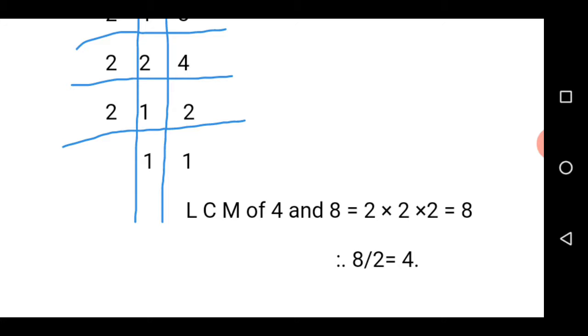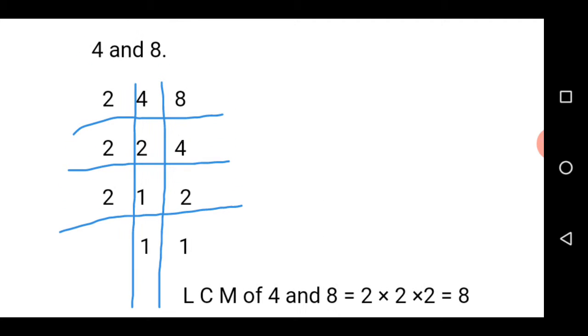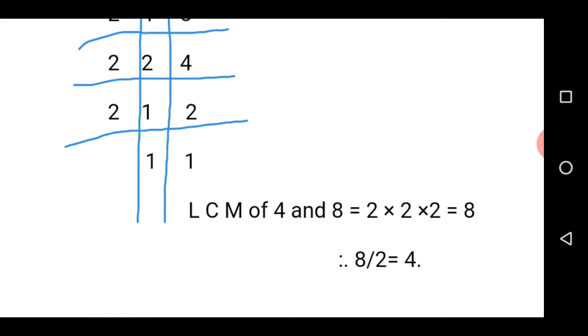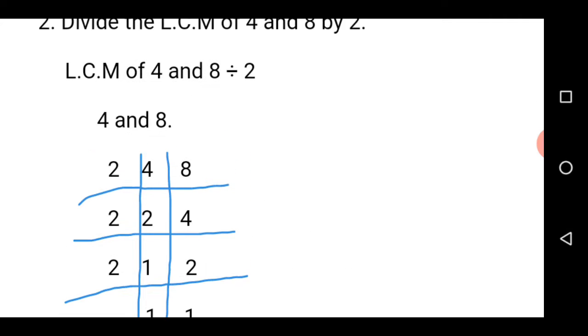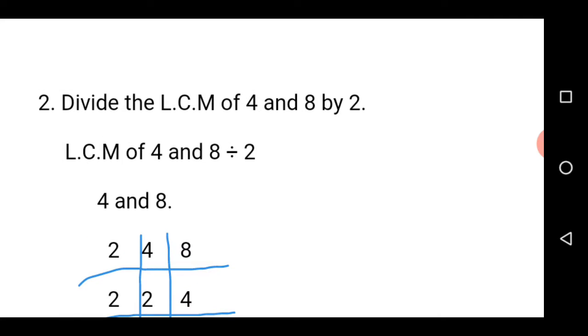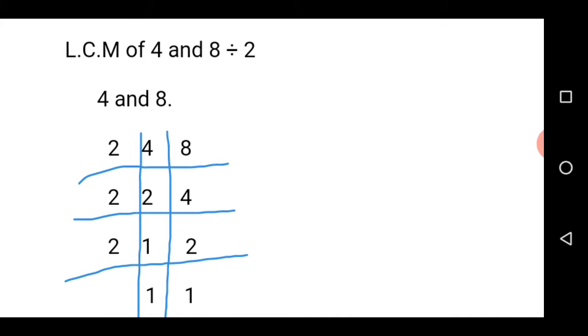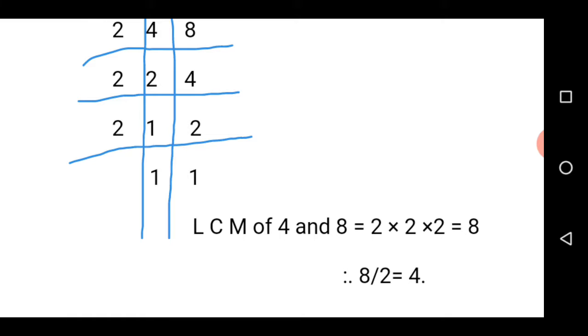You repeat that 1. How many 2 are you going to get in 2? It is 1. So you can now write out the LCM of 4 and 8, which is equal to 2 times 2 times 2. This is going to give you 8. But don't forget, that is not our final answer, because what you are asked to do is to find the LCM of 4 and 8 divided by 2. So once you've gotten your LCM, you will now divide your answer by 2. That is 8 divided by 2, which is going to give you 4. So that is about that.